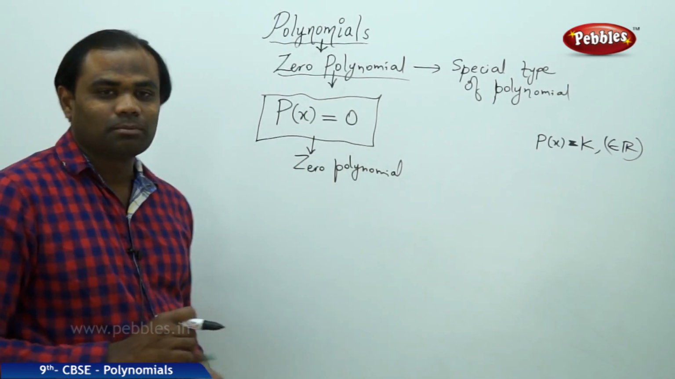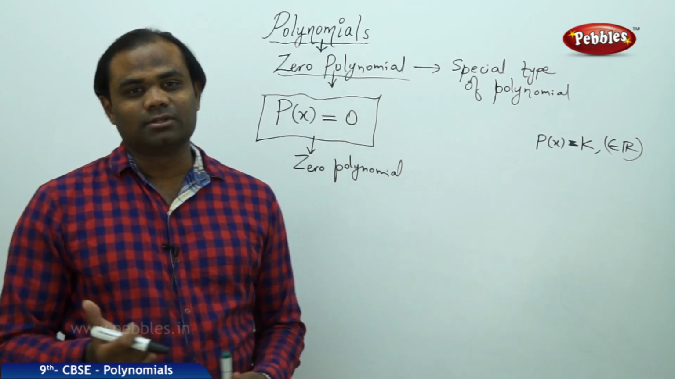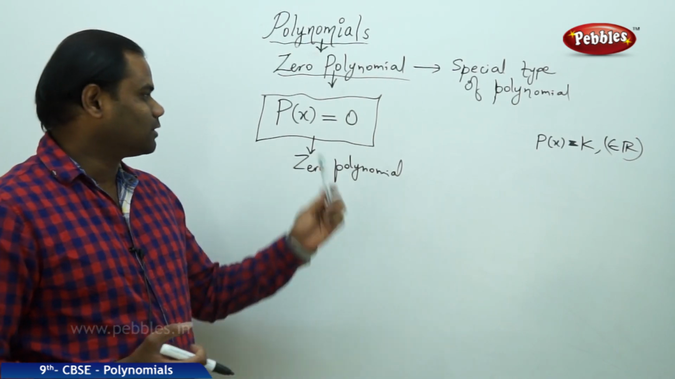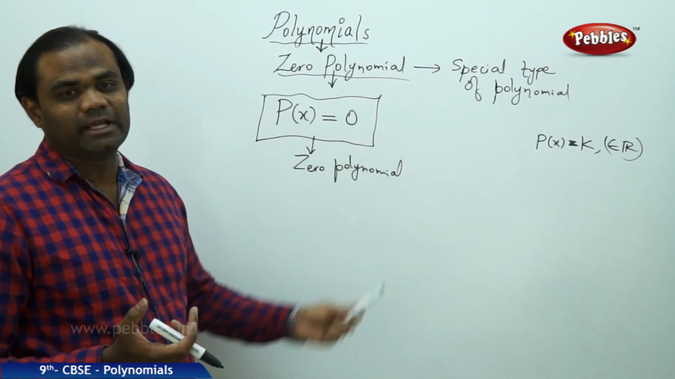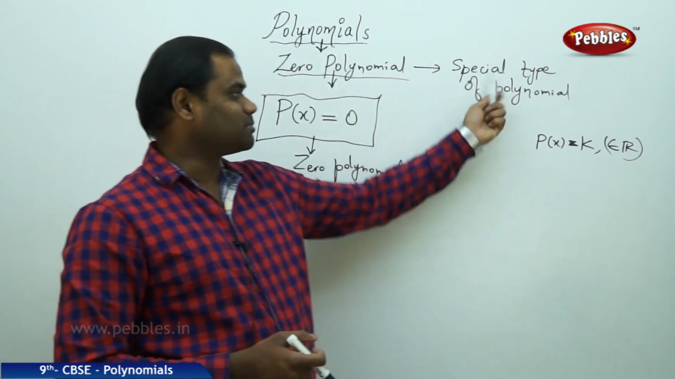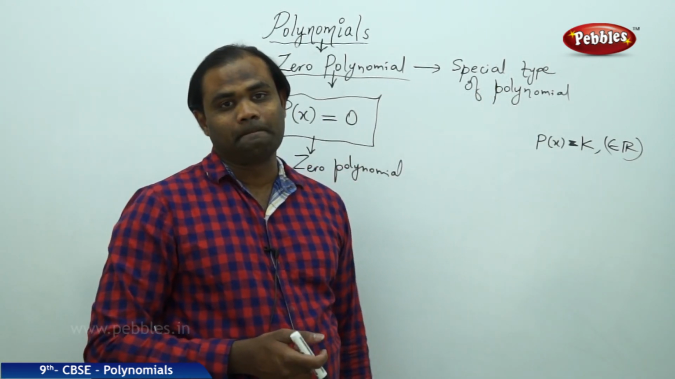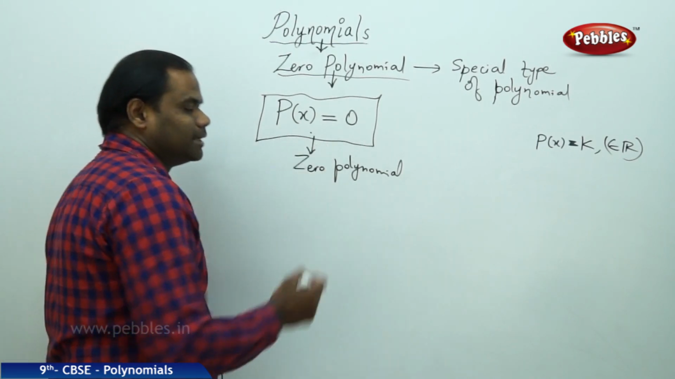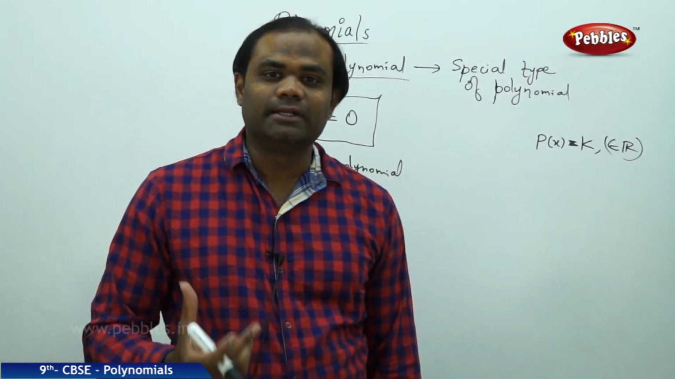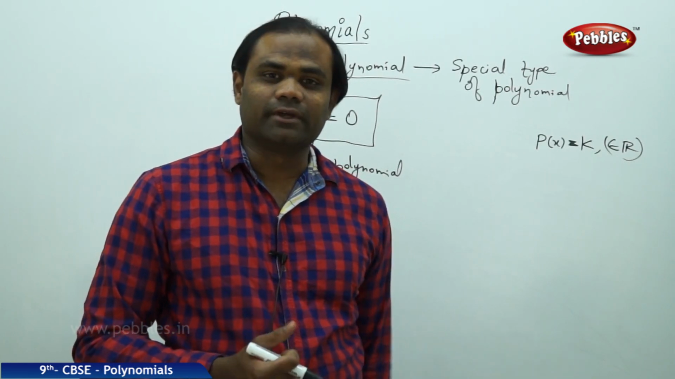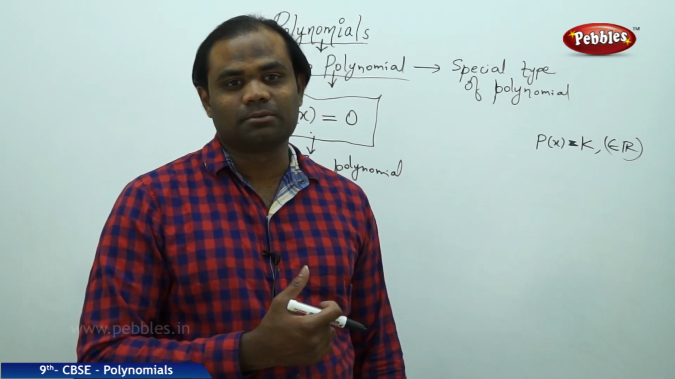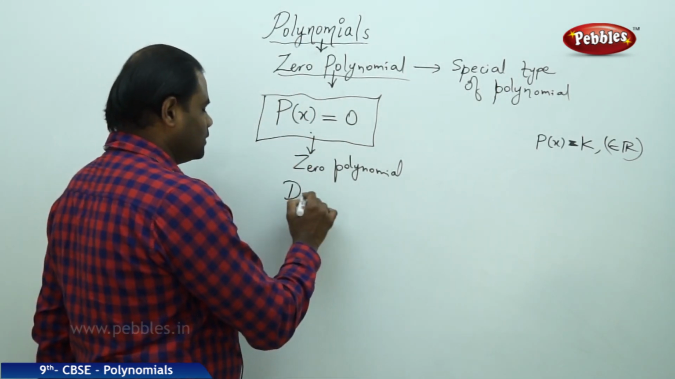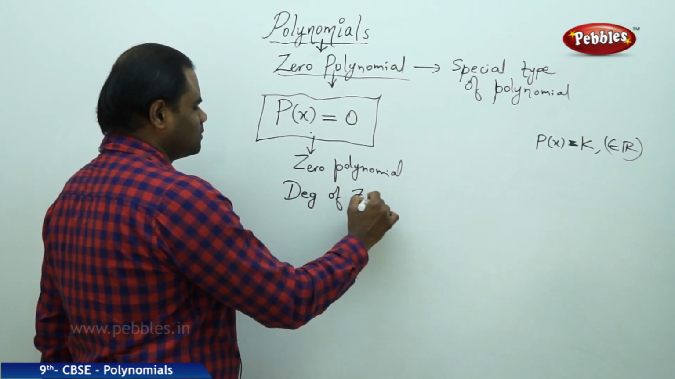Now the coefficient of a zero polynomial is not defined because anything multiplied with 0 is 0. So we have the coefficient itself being 0, so we take it as an exceptional case, and hence it is a special type of polynomial which we're going to learn in higher classes. So zero polynomial is the constant 0 itself. What is its degree? The degree of a constant polynomial is 0, and hence the degree of the zero polynomial is also 0.